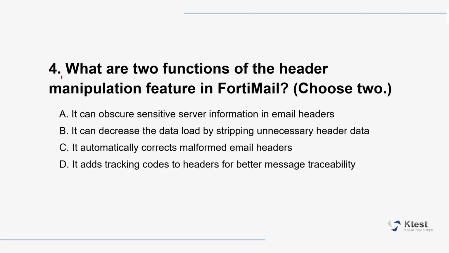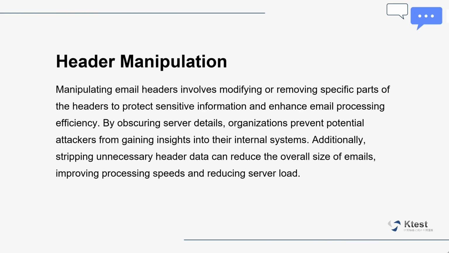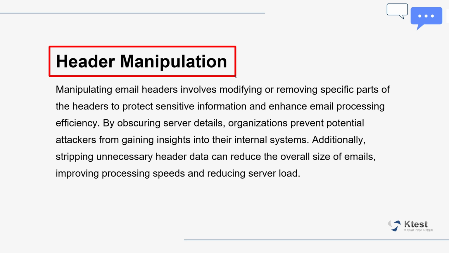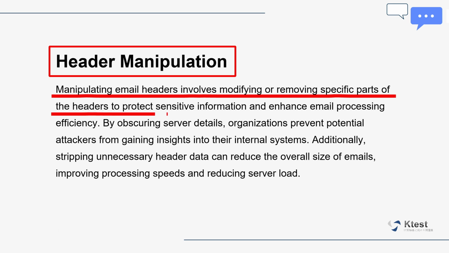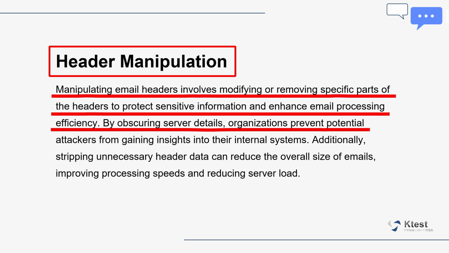Question 4. What are two functions of the header manipulation feature in Fortinet? The knowledge points of this question are: header manipulation. This is about tweaking the email headers, those bits of data you don't normally see. It can hide details that might tell a hacker too much about your server, or it can make emails lighter by removing unnecessary data, helping everything run smoother.